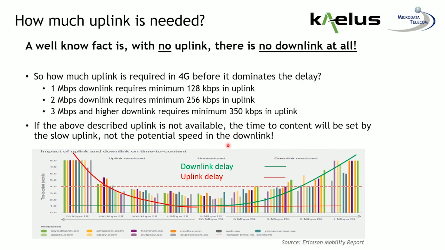So I think this slide answers the question, how much uplink do we need? More than 0, and typically I would say 150 to 300 kilobits is what we need to provide a decent functionality from our downlink.